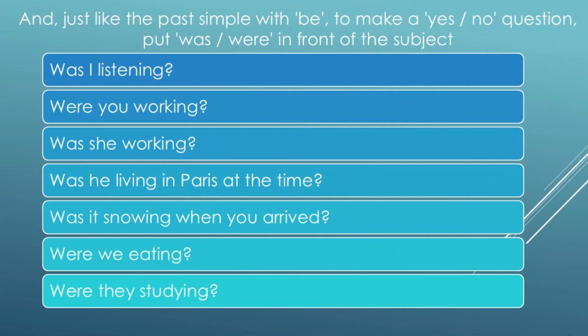Just like the past simple with be, to make a yes or no question, put was or were in front of the subject. Was I listening? Were you working? Was she working? Was he living in Paris at the time? Was it snowing when you arrived? Were we eating? Were they studying?